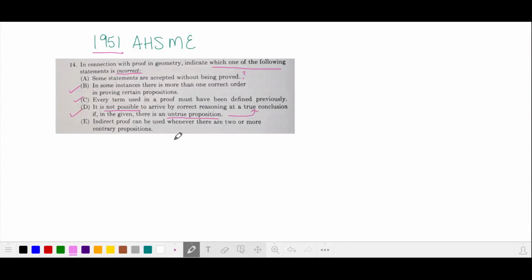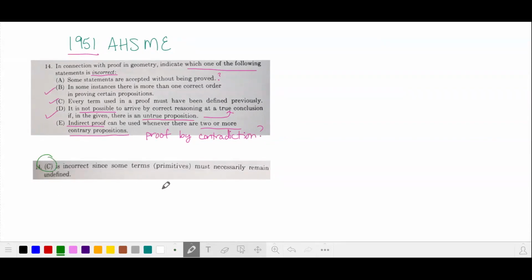An indirect proof can be used whenever there are two or more contrary propositions. I'm not familiar with the term indirect proof. I'm wondering if this is referring to proof by contradiction, as we often call it now. Let's take a look at the answer. The answer given in the book is statement C.